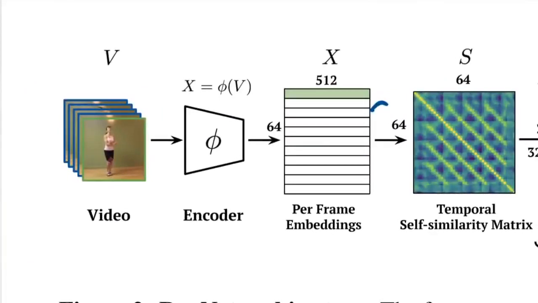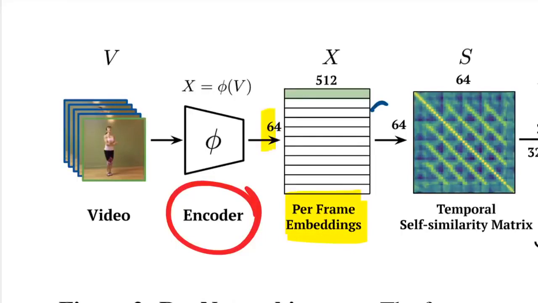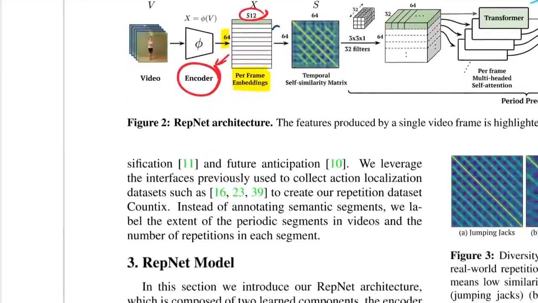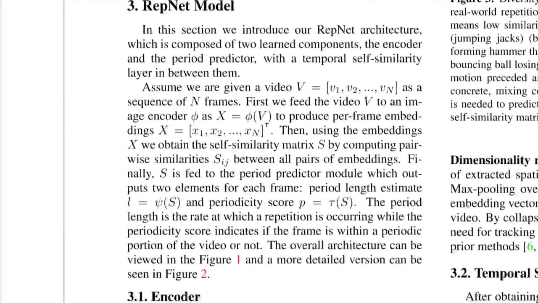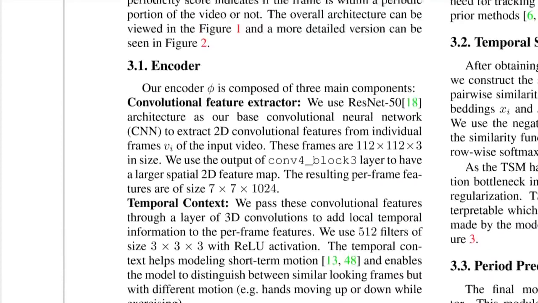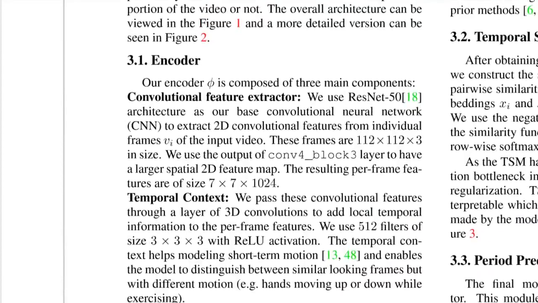So the video is taken and fed through an encoder in order to produce these per frame embeddings. So we want an embedding for each frame. That means for each of the 64 frames, we want to obtain one vector of length 512 that describes that particular frame in terms that the model can understand. And we do that using an encoder. Now the encoder has a bunch of parts to it. It's not just a blob as you see right here. So the encoder consists of three things.